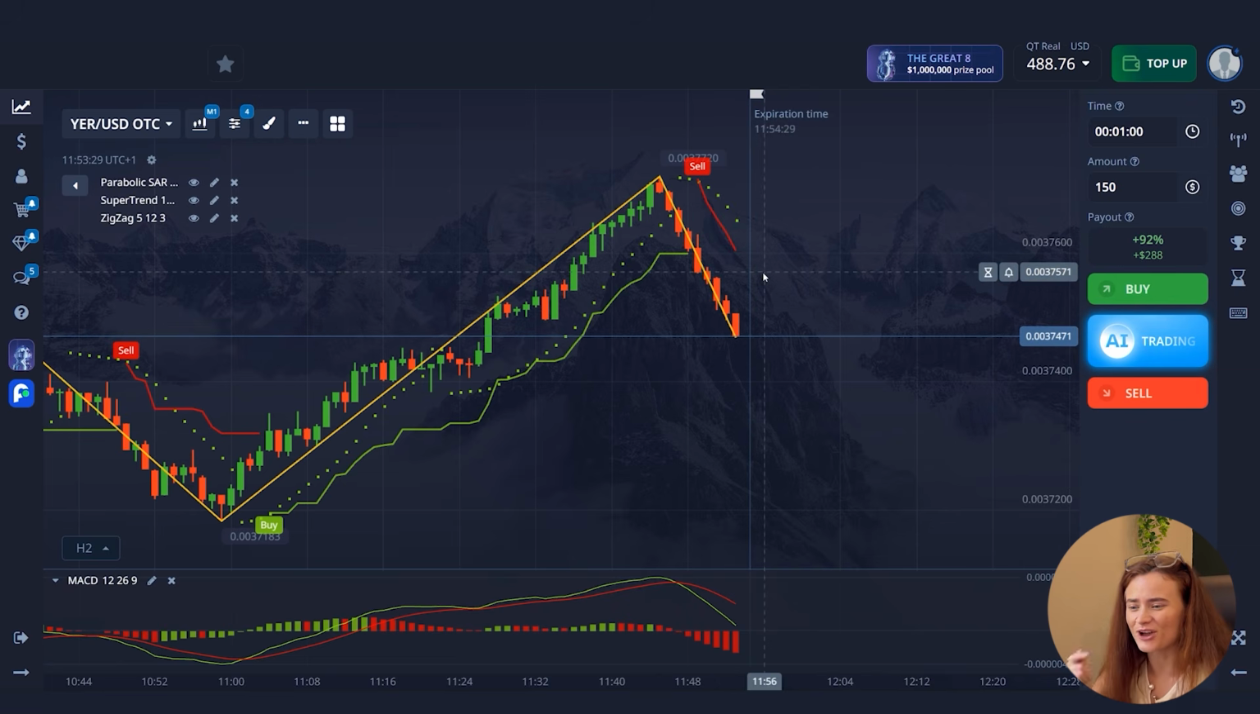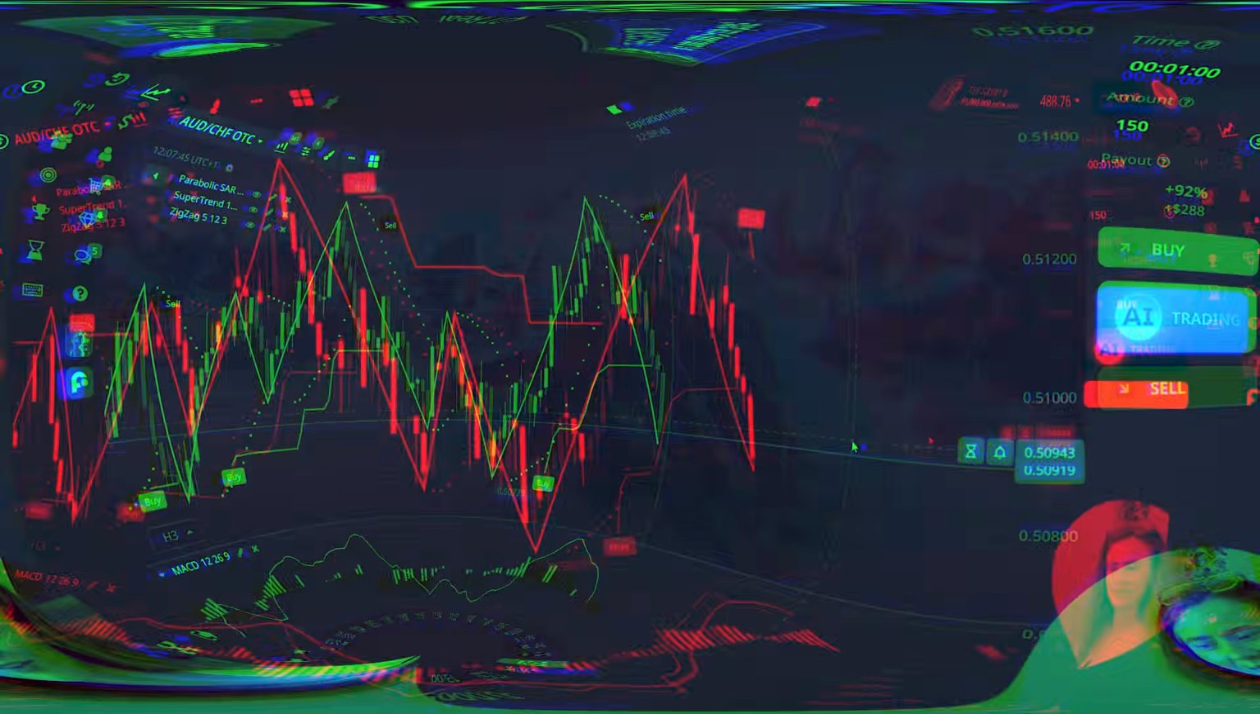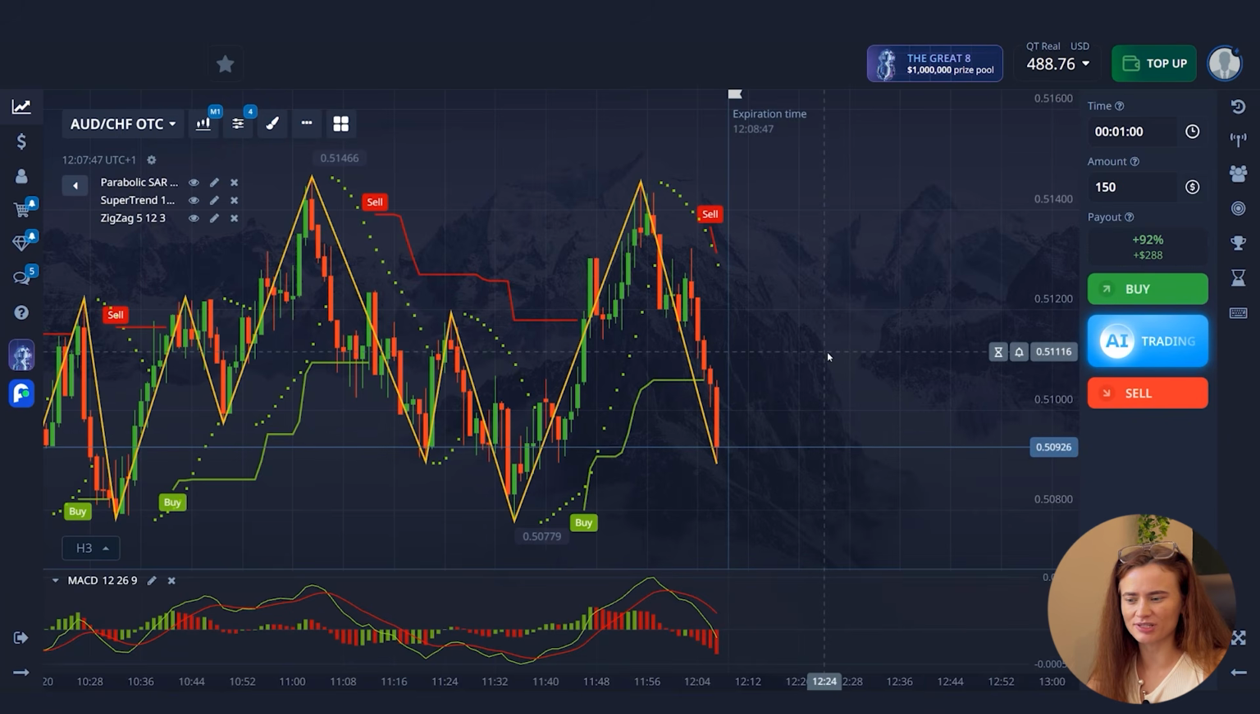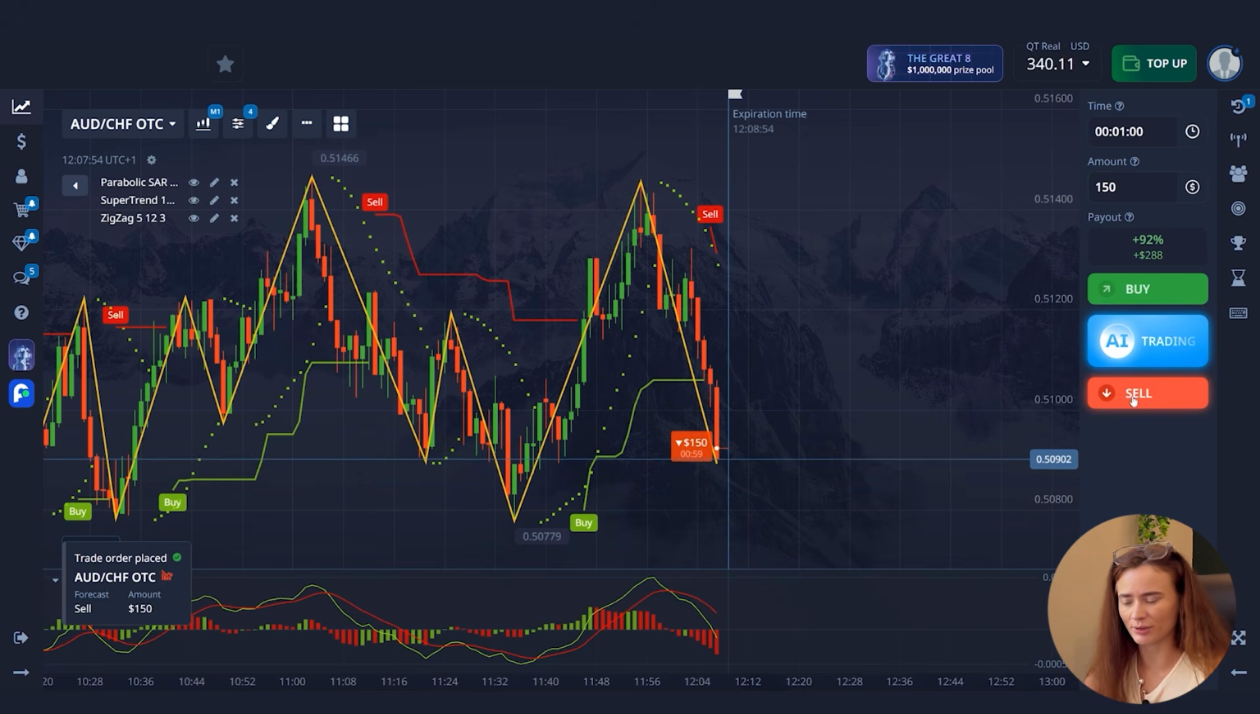Super, guys! The first profitable trade increased my capital to $488. It's not a bad start, and I think that the other trades will be just as profitable. This situation is very similar to the previous one. Let's try again to make profit. The amount of the trade will remain unchanged, $150, and my forecast is the price will fall. So press the red button to open the trade.